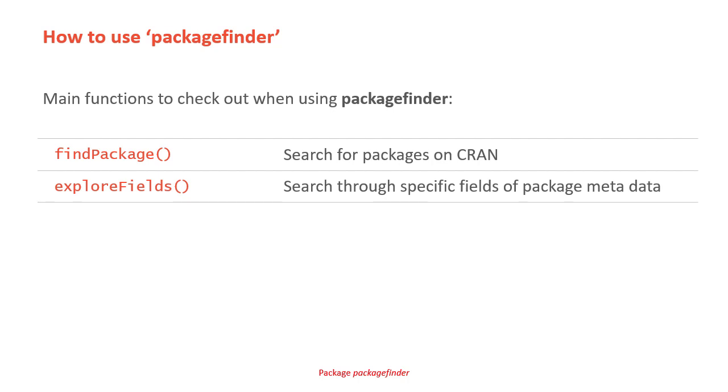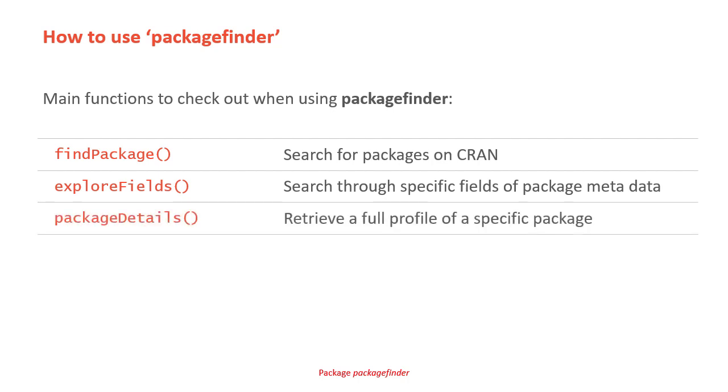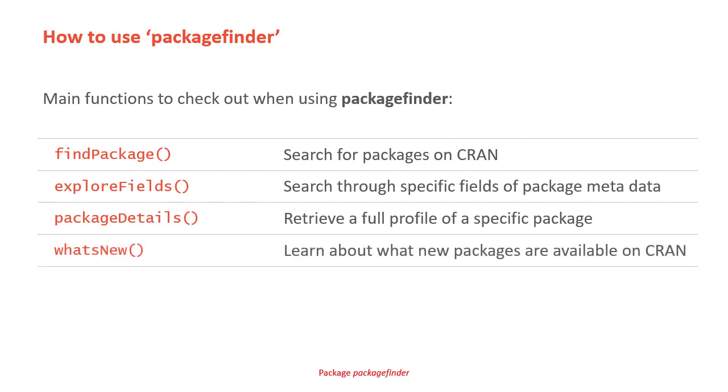You can use the package details function to retrieve a profile of a specific package. Package details provides you with all the metadata that is available on CRAN for the specific package. Finally, the what's new function lets you learn more about new packages that have recently been added to CRAN. This way, you easily find out if there are any new packages that might be of interest to you.